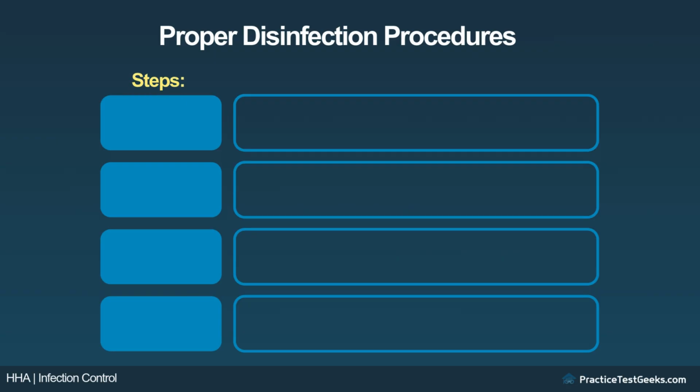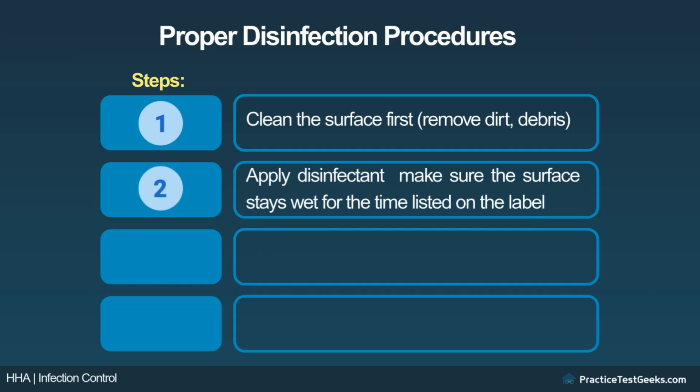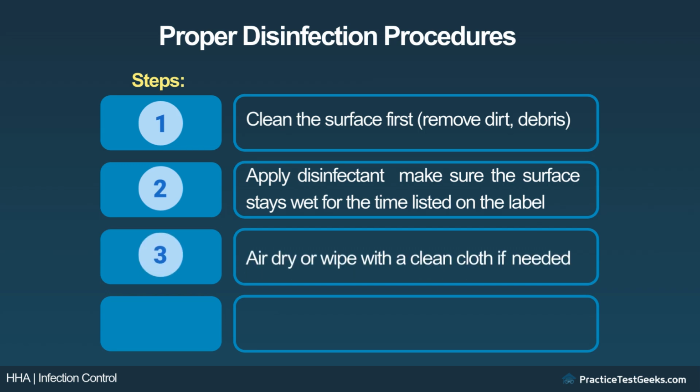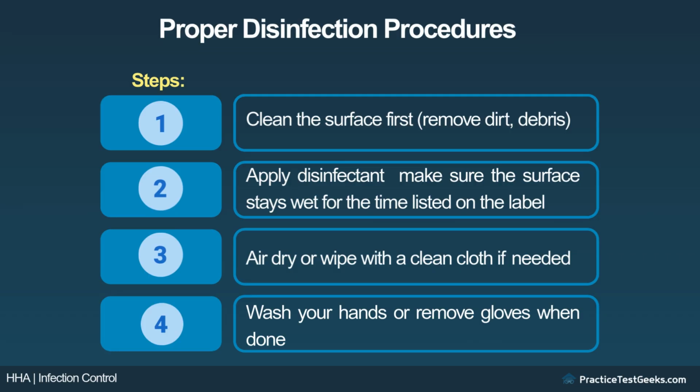Disinfection steps. Clean the surface first. Remove dirt, debris. Apply disinfectant. Make sure the surface stays wet for the time listed on the label. Air dry or wipe with a clean cloth if needed. Wash your hands or remove gloves when done. Always disinfect surfaces touched after contact with blood, urine, vomit, feces, or any body fluids.